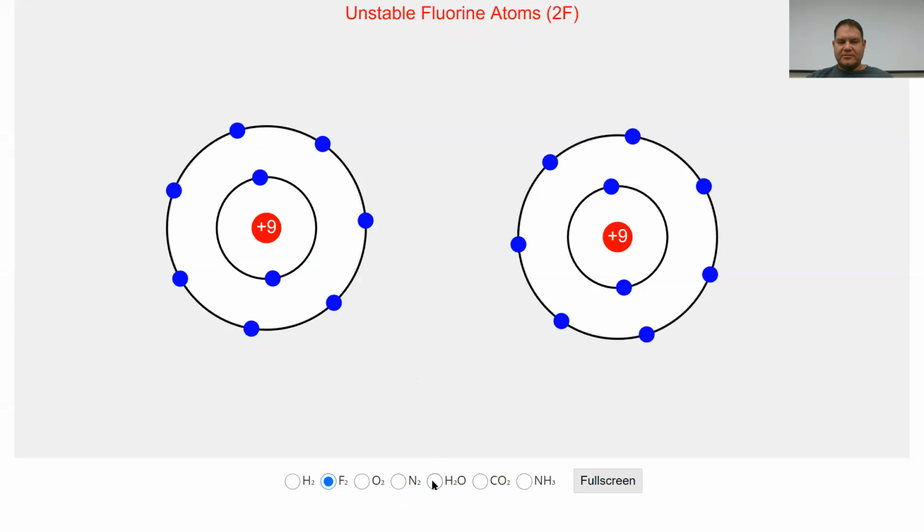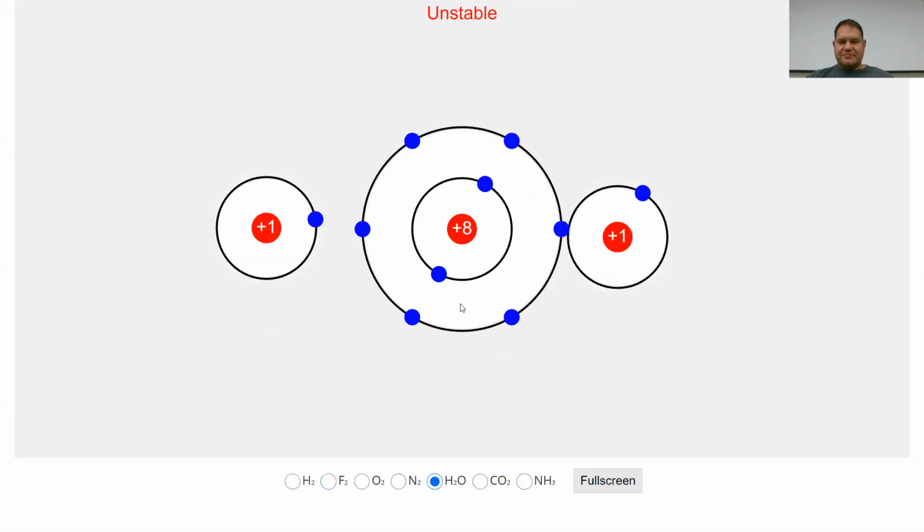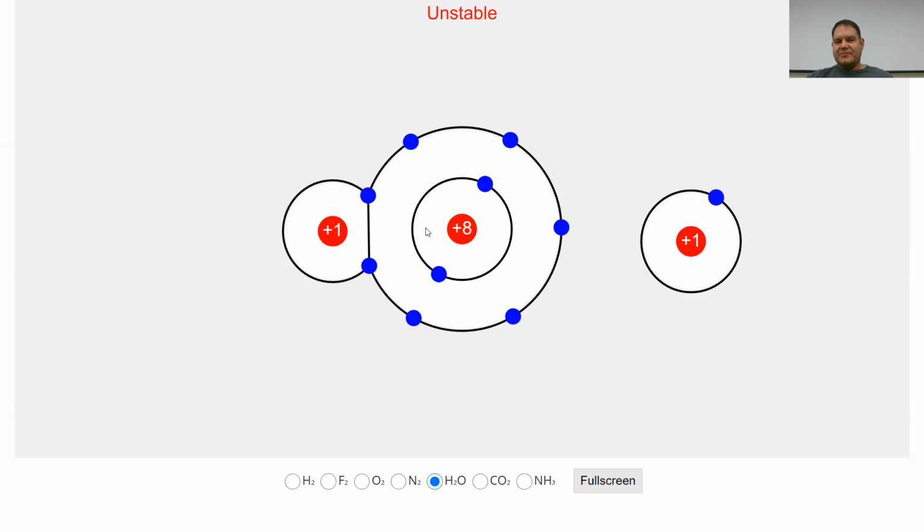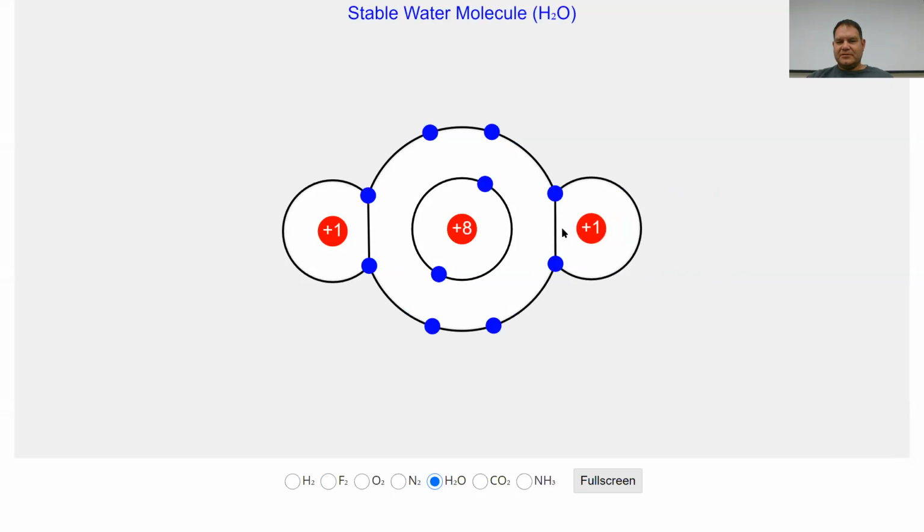Let's go to our water, okay? So with water, the oxygen is deficient in 2 electrons, and the hydrogen is only deficient in 1. So we get together and we form 1 bond, but it's still unstable, okay? This is not stable because oxygen is still deficient in 1 electron, right? It has 1 more because it's sharing with this hydrogen, but still deficient. So I'm going to add this one, boom, okay?